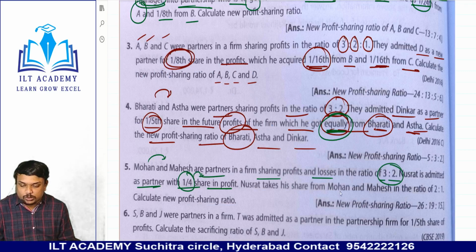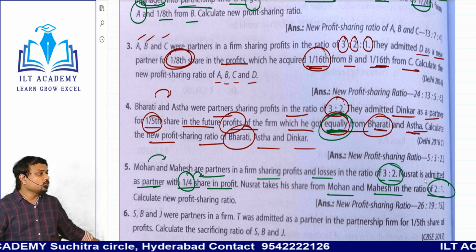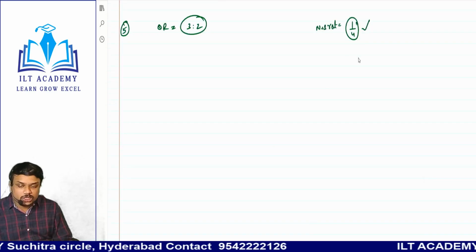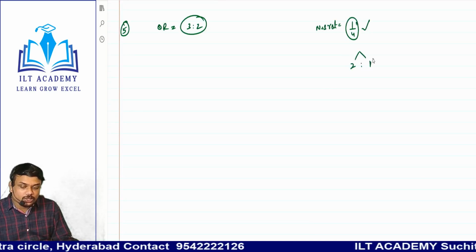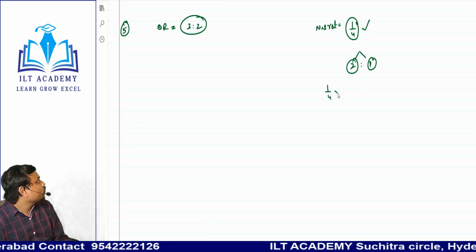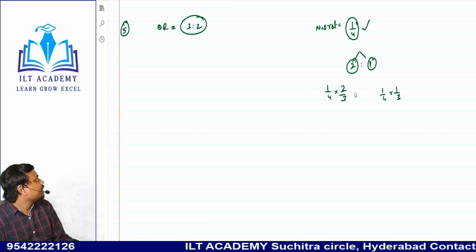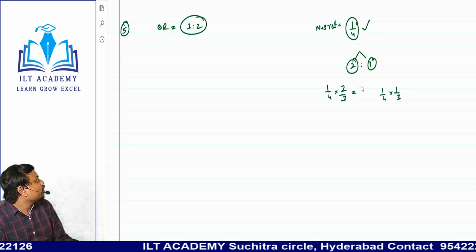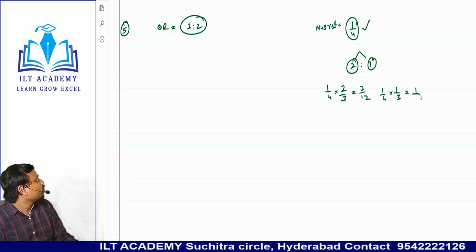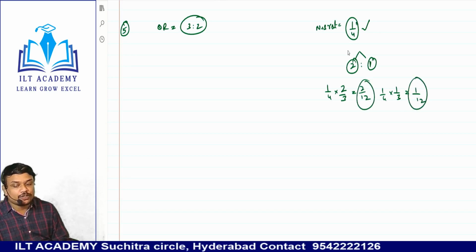One by 4. Now Nusrat takes his share from Mohan and Mahesh in the ratio 2:1. Now see, Nusrat got 1/4 share in what ratio? 2:1. So what you need to do? 1/4 into 2/3, 1/4 into 1/3. When you do this, you will get 2/12 and 1/12. This is nothing but what part he got from whom.